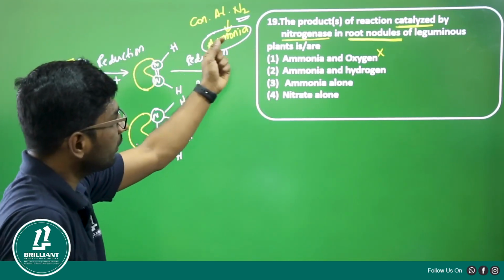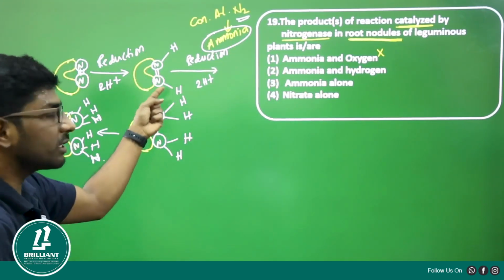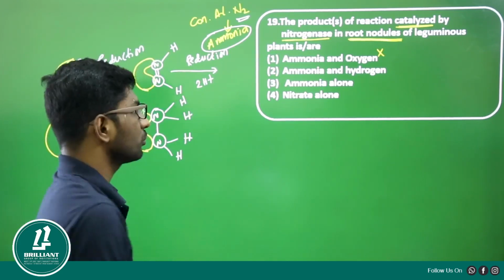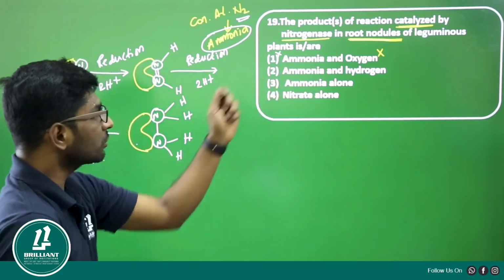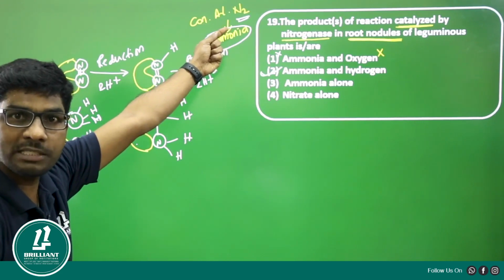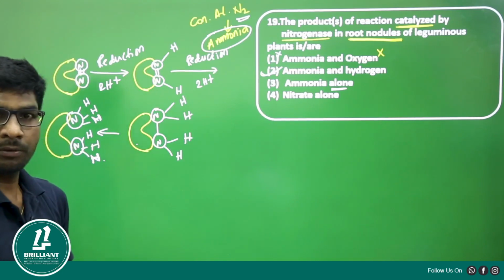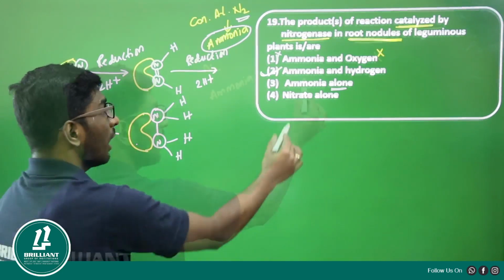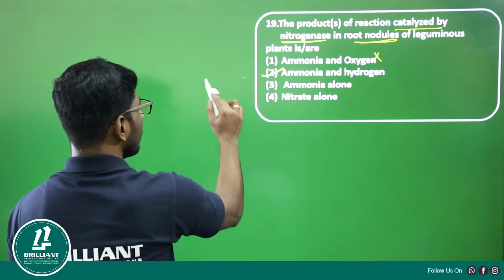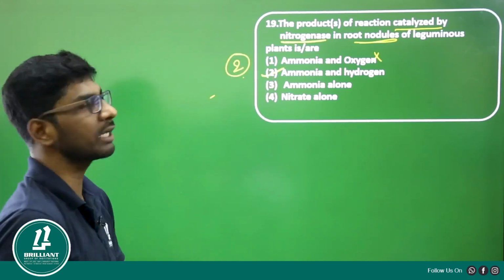Among these 4 options, which option is correct? Ammonia and oxygen. In this entire process, it is in absence of oxygen, not in presence of oxygen. So this is not the correct answer. Next, ammonia and hydrogen. Look at here. Ammonia and hydrogen ions are participating, right? Next, ammonia alone, nitrate alone. So the correct answer of this question is what? Ammonia and hydrogen. So the answer is 2. 2 is the right answer for question number 19.